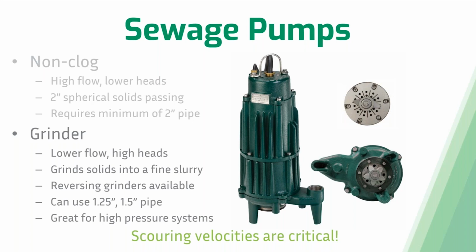Now, one thing to note about sewage pumps is that scouring velocities are critical, and that's for both non-clog and grinder pumps. What I mean by scouring velocities is there is a certain velocity that you have to hit in a sewage application in order to keep your solids suspended. So, if you are going below whatever your scouring velocity is, you can start to have those solids settle in that pipe and slowly start to clog that pipe, which will increase the pressure on the pump. Thus, that pump puts out less flow and less velocity, which will start to clog that pipe even faster. So you always want to make sure you are hitting scouring velocities.